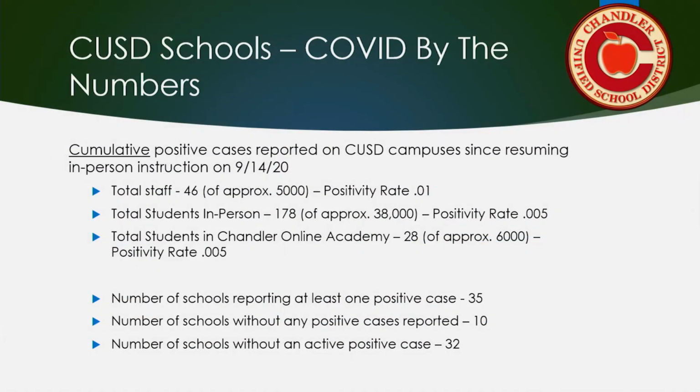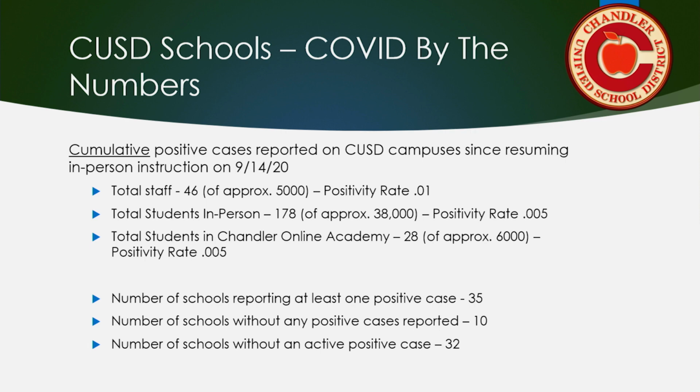So now let's take a look at CUSD schools and COVID by the numbers, and how COVID-19 is affecting our campuses. What I have here is cumulative positive cases reported on CUSD campuses since we resumed in-person instruction on September 14th. The total number of staff is 46 out of approximately 5,000 staff, and that's a positivity rate of 0.01. Total students in person is 178 of the approximately 38,000 students attending our schools in person. That's a positivity rate of 0.05.